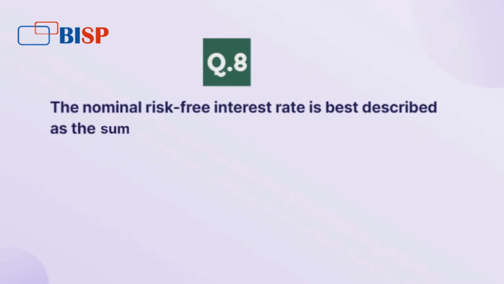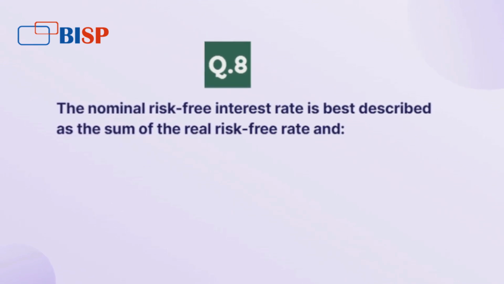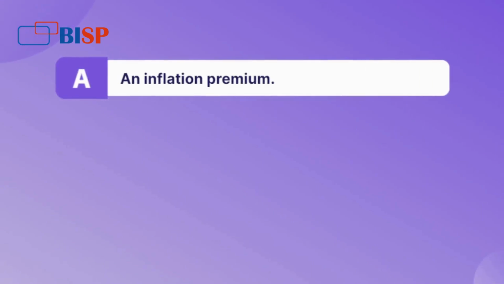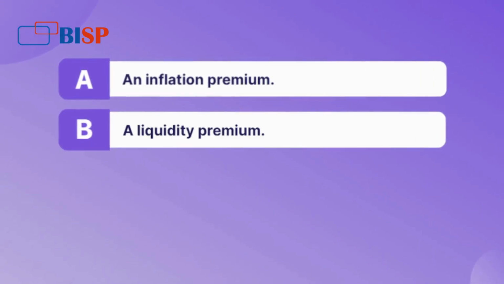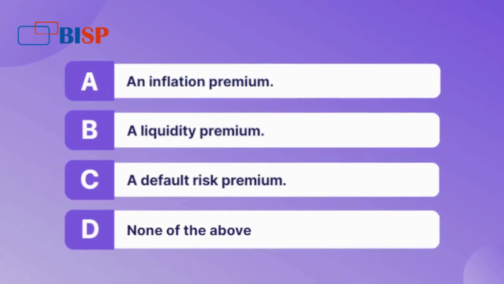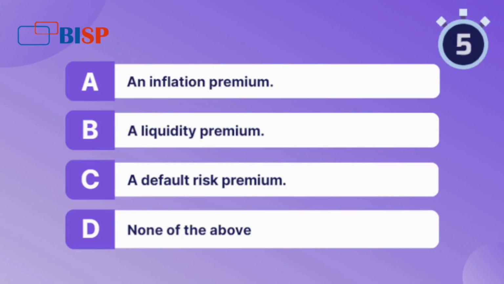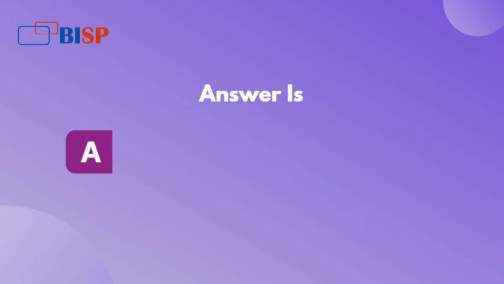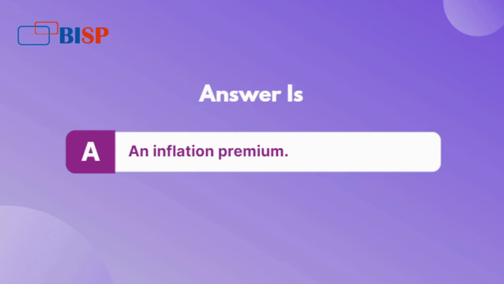The nominal risk-free interest rate is best described as the sum of the real risk-free rate and A. An inflation premium. B. A liquidity premium. C. A default risk premium. D. None of the above. Answer is A. An inflation premium.